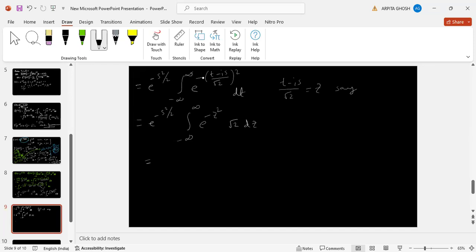So this is root 2 taken common, e to the power minus ω square by 2, integral from minus infinity to plus infinity e to the power minus z square dz. Now, how to find the value of this integral from minus infinity to plus infinity e to the power minus z square dz? One thing I can help you out. We can write it as 2 times root 2 e to the power minus ω square by 2 times the integral from 0 to infinity e to the power minus z square dz, because e to the power minus z square is an even function, so we can write it as 2 times the integration.